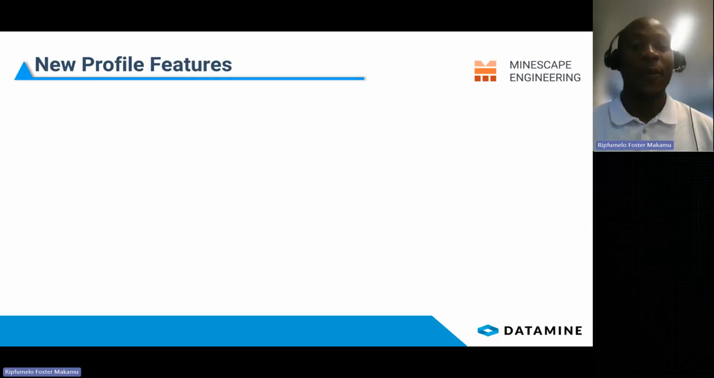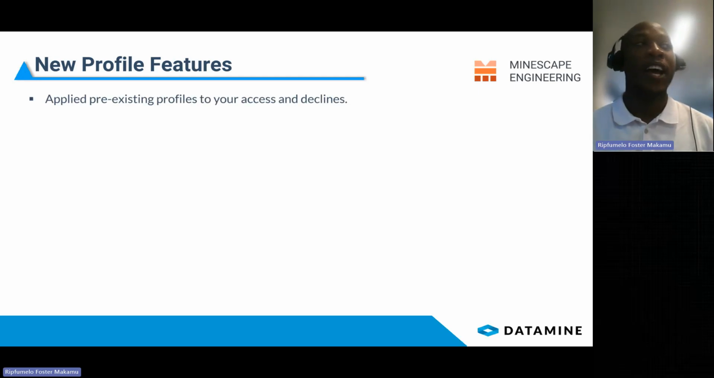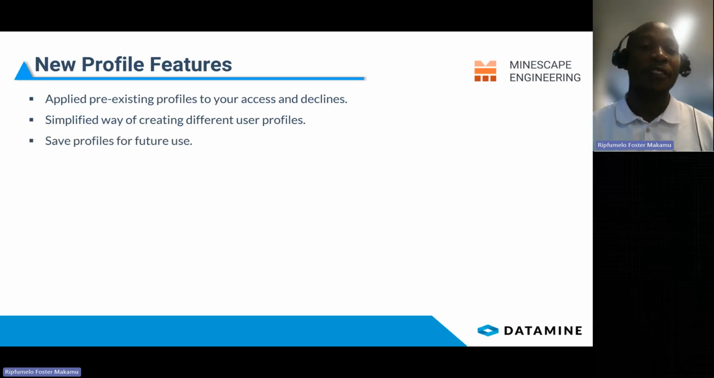First off, I'll start with the new profile feature that we currently have. The new profile feature allows you to define pre-existing profiles that we have in the software so that you can use them for your access, your deadline, your shafts, your tunnels, or anything else. It's a simplified way of creating different user profiles. You can create actual user profiles and save them, so you have the capability of saving the profiles for future use. If you have another project, you can use the profiles that you used in your mining operation.